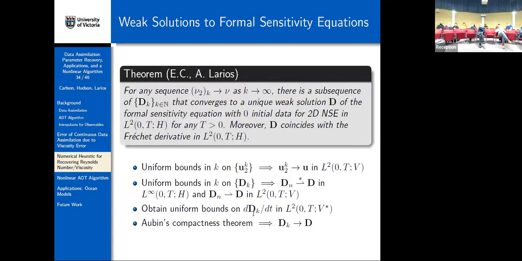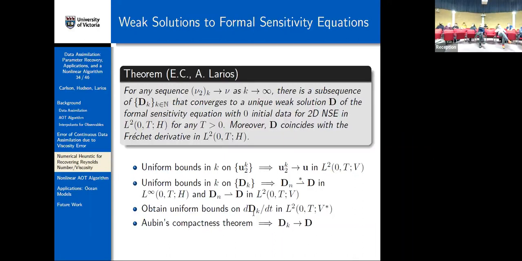Then our theorem is that there's a subsequence of these difference quotients that converges to a unique weak solution for Navier-Stokes by using, of course, uniform bounds in nu k. So k is what we're indexing our nu k sequence by as we're sending nu k to nu. We're going to get those uniform bounds in k. We're going to send U_k to U in L2 0 to V. We'll get those uniform bounds in k on the difference quotient as well.